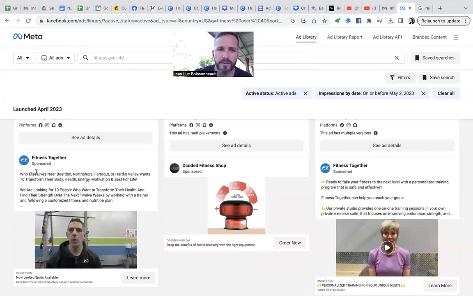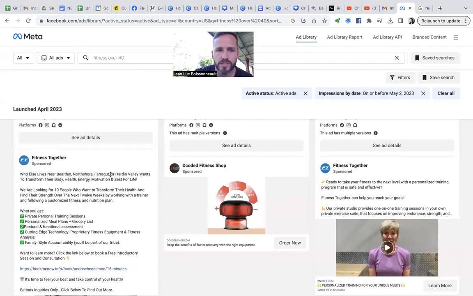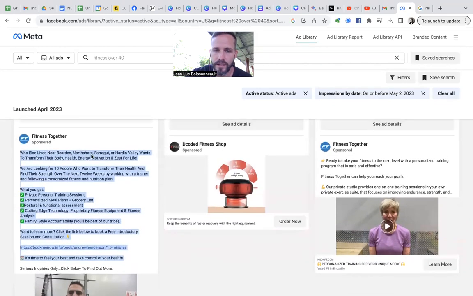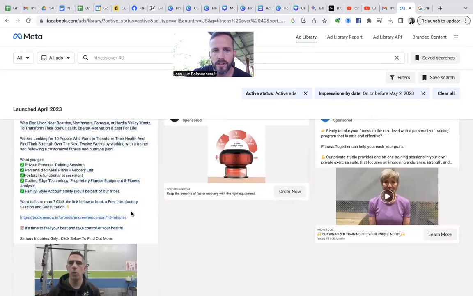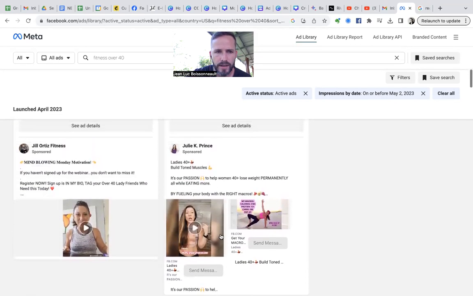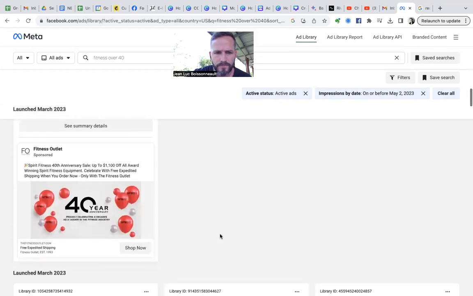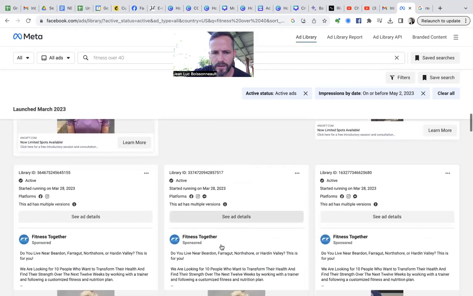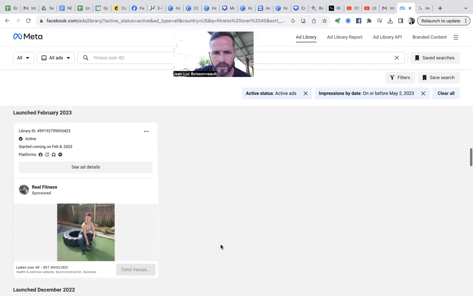Look at the first line. The first line is very important. Who else lives near Bearden, North Shore, blah, blah, blah, and wants to transform their body and health? So we're going to take this and we're going to copy this copy and we're going to input your city instead. Okay, so what you want to do is you want to look at least 3 different ones from different companies. Right here we have, right, so this one seems to be quite popular and working.